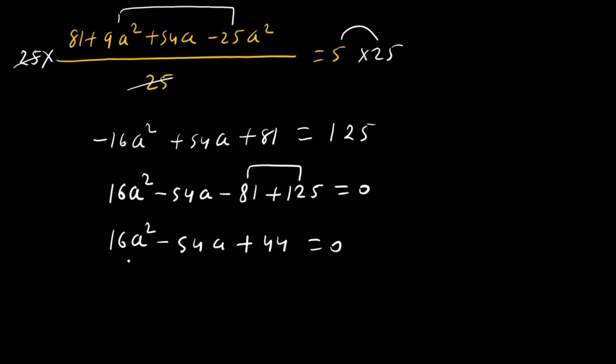equal to 0. Here if we take 2 common on the left hand side, then 2 times (8a square minus 27a plus 22) is equal to 0. If we divide both sides by 2, then 8 times a square minus 27 times a plus 22 is equal to 0. This is a quadratic equation in terms of a.